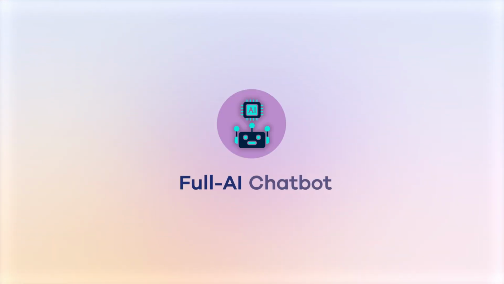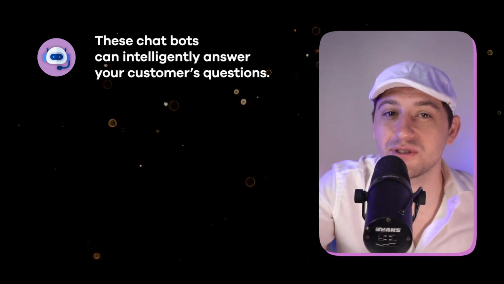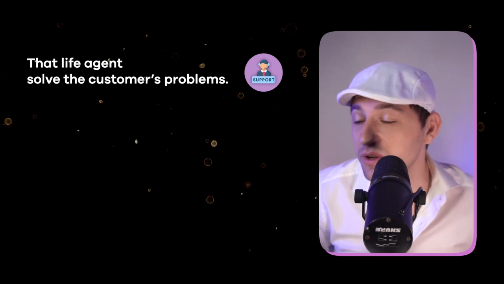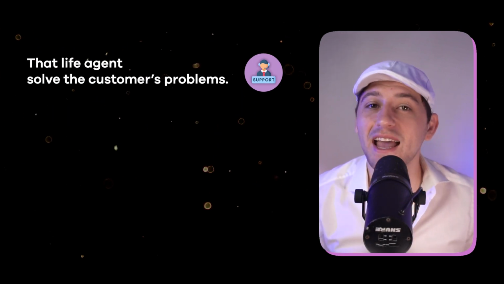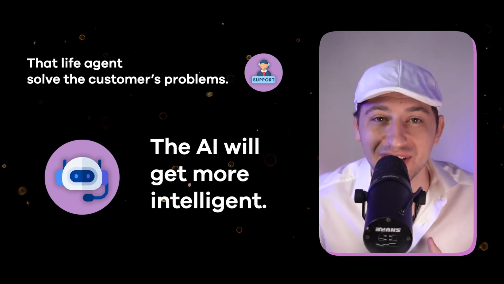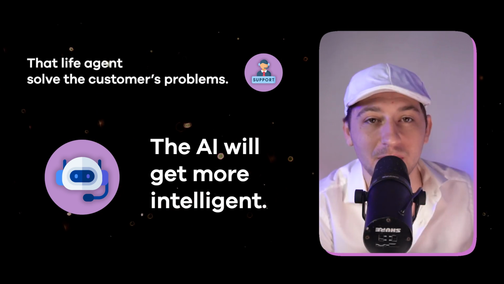Although these chatbots are more helpful than the predefined chatbots we talked about before, and they do decrease customer service time, there are better options, which brings me to the final option, a full AI chatbot. These chatbots can intelligently answer your customers' questions, and if they can't, they send them to a live agent. That live agent solves the customer's problem, and with those problems being solved, the AI gets more intelligent and in the future will be able to solve the problem that got passed to a live human. This gives you an exponential decrease in customer service time because your AI is getting indefinitely smarter as time goes on.